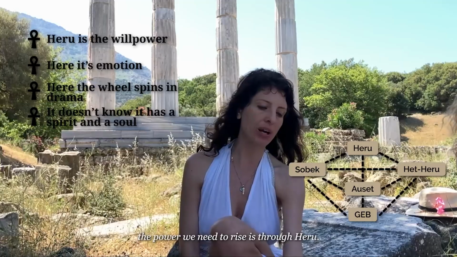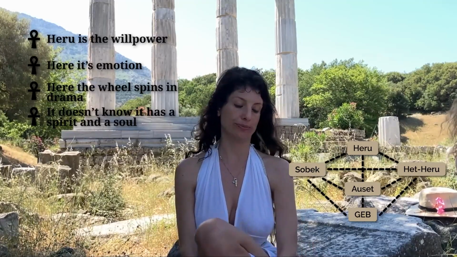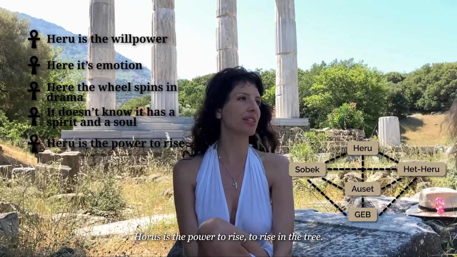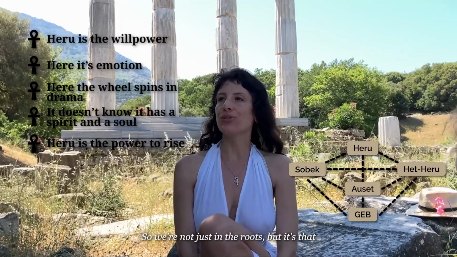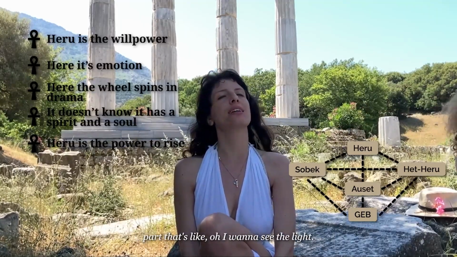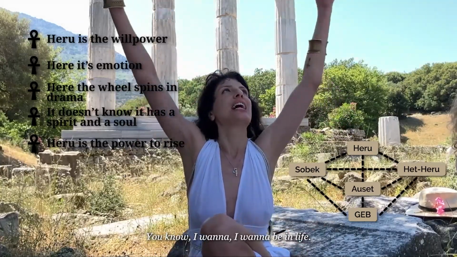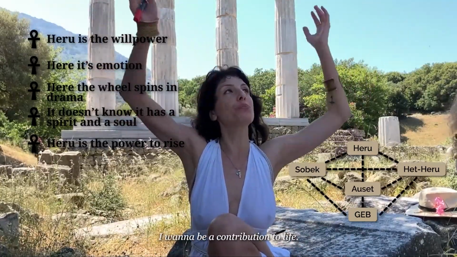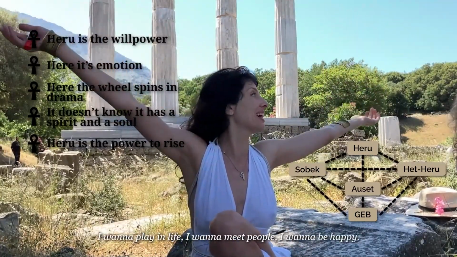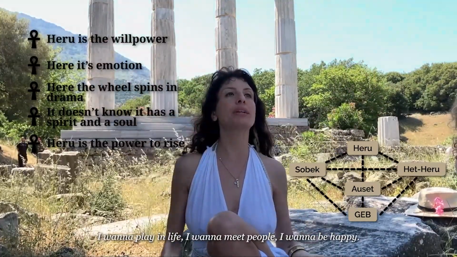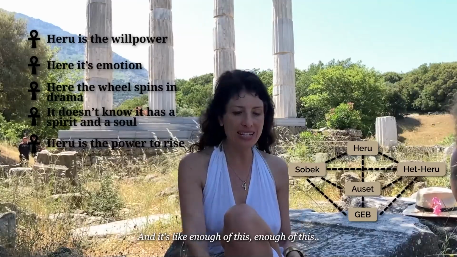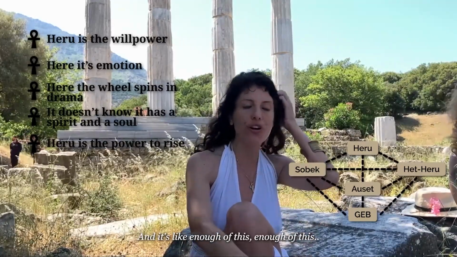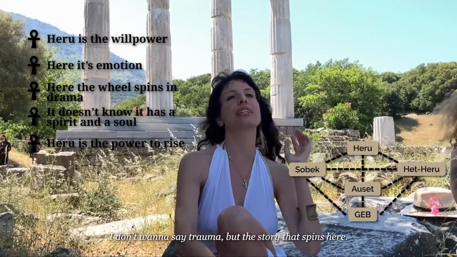And the power we need to rise is through Heru. Horus is the power to rise in the tree. So we're not just in the roots, but it's that part that's like, oh, I want to see the light, I want to be in life. I want to be a contribution to life. I want to play in life. I want to meet people. I want to be happy. This is a rising that's required. And it's like, enough of this. I don't want to say trauma, but the story that spins here.